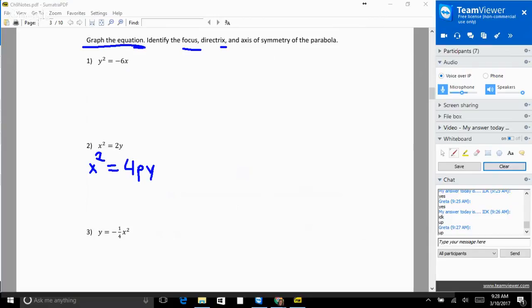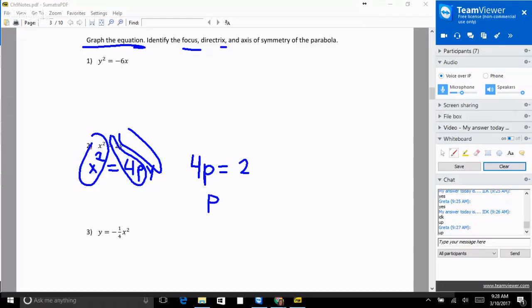So I know that these two equations match up. The x squared matches up, the y matches up. So I know that this 2 and the 4p have to equal each other. So I know that 4p has to equal 2, or p has to equal 2/4, or 1/2.